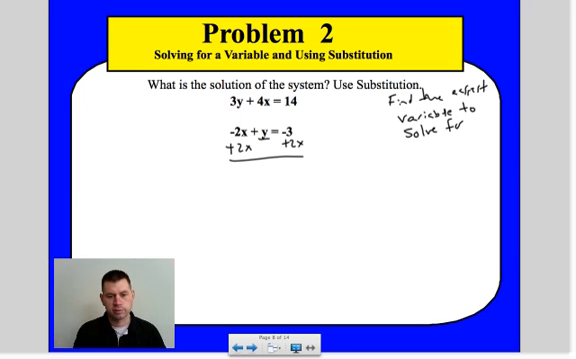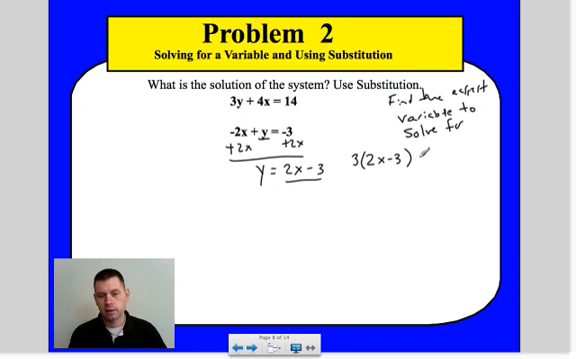Now I'm going to reorder it a little bit, putting the x's up front, so I'm going to call it 2x minus 3. Now that we know what y equals from the second equation, we've got to take this 2x minus 3 and plug it in up here. That gives us 3 times y, which we said is now equivalent to 2x minus 3. You can never put an equation within itself. It's always got to go into the other one. Then plus 4x equals 14.